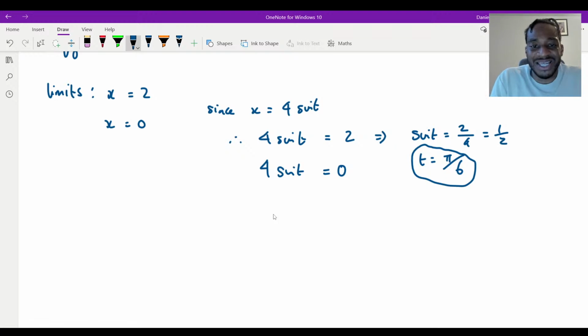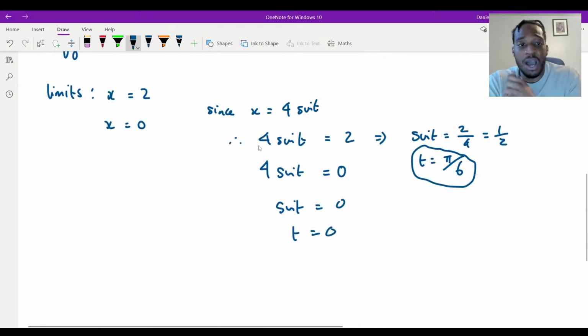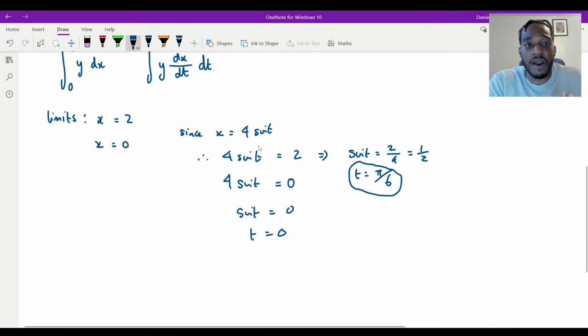And then this one is easy. That's sine t is equal to 0, right? The sine inverse of 0 is just 0. t is equal to 0 here. And again, that's within our range, because 0 is inclusive. So now we've got our limits of integration in terms of the parameter.